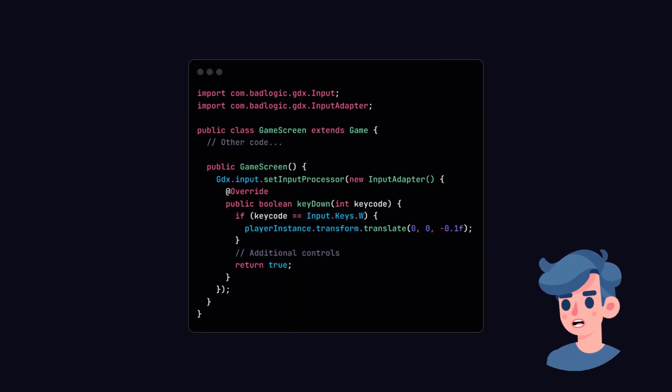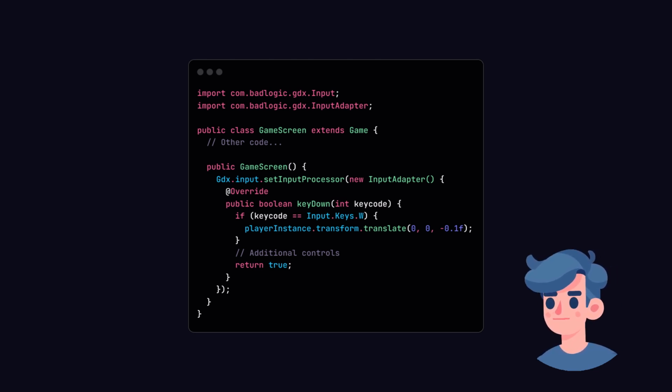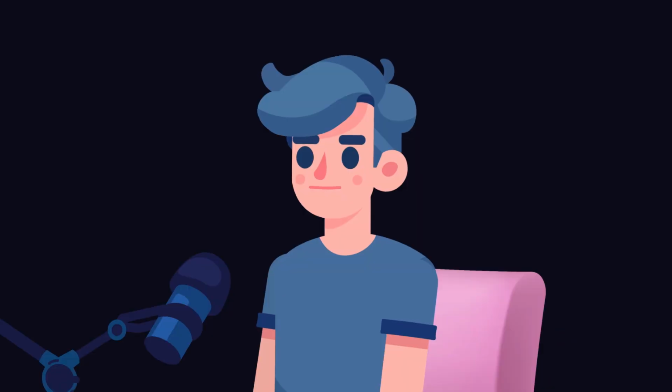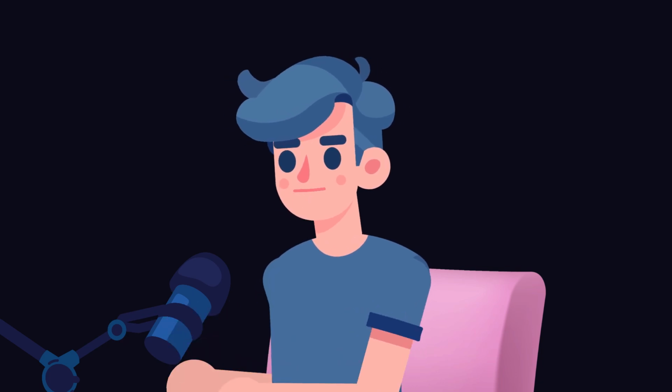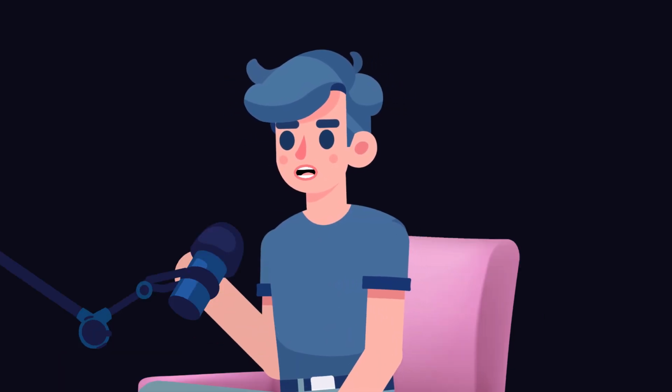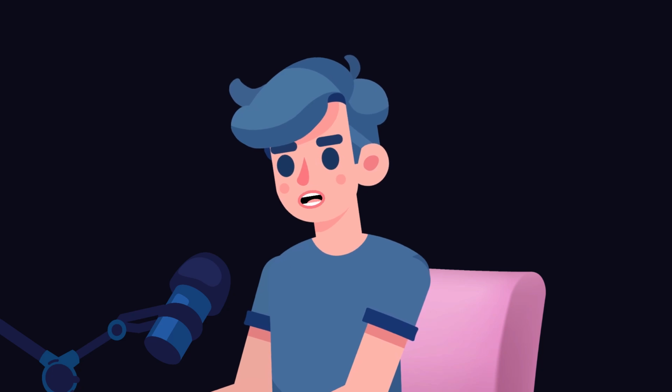Now that we have our models loaded, let's implement basic movement controls for our soccer player. We will use the keyboard input to move the player on the field. First, we need to import the InputProcessor class and implement it in our GameScreen class. In the keyDown method, we check if the W key is pressed to move the player forward. You can implement additional controls for other directions by checking for other key inputs. As we build more functionality, we will refine this control setup.